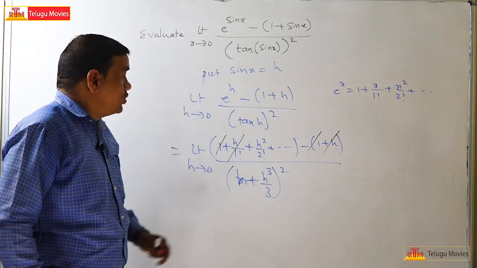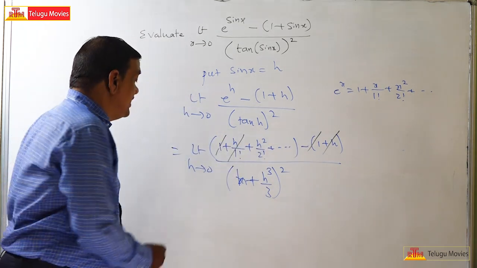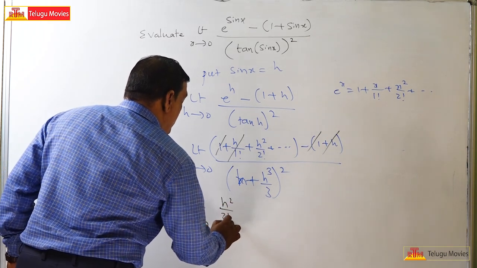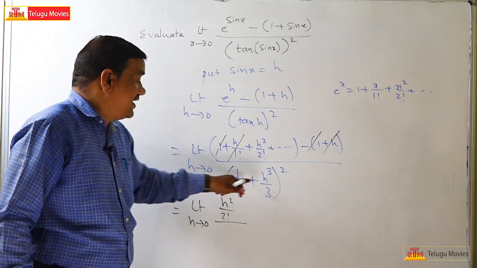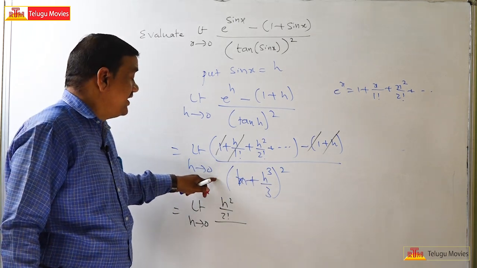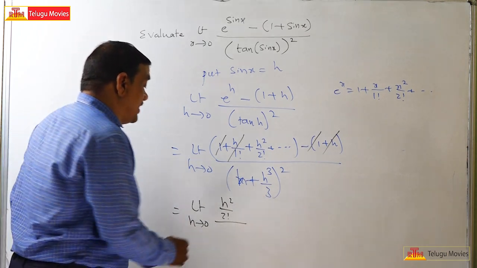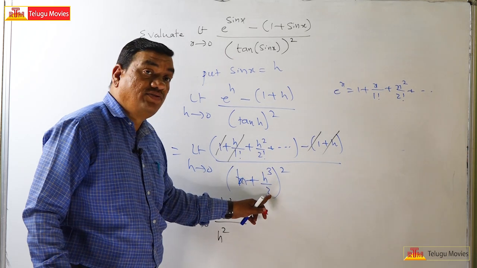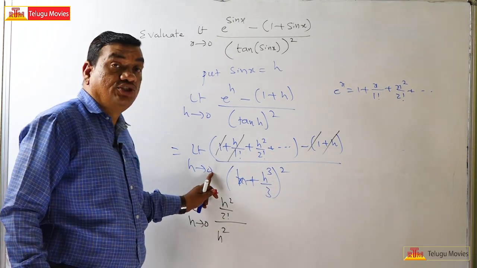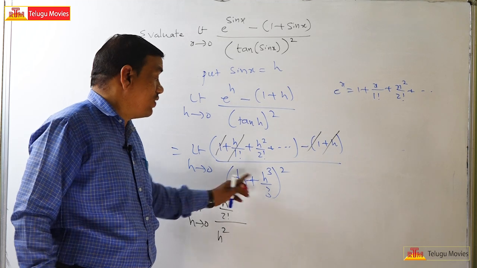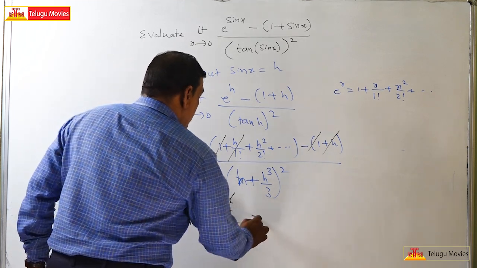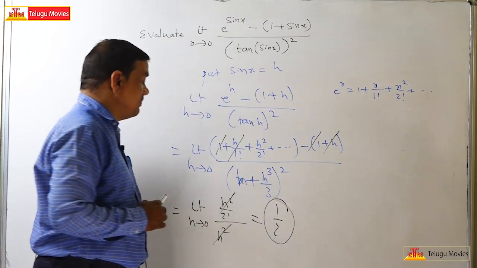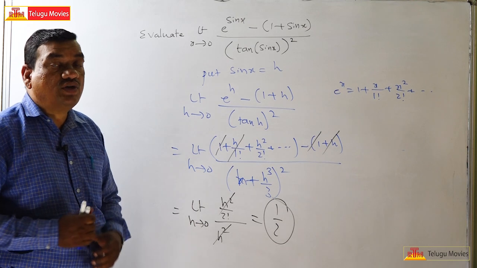So after cancellation, what we will get is limit h tends to 0, h square by 2 factorial in the numerator. In the denominator we can take h common outside, so h square you will get, times 1 plus h square by 3. As h tends to 0, h square by 3 is 0, so 1 plus 0. So h square cancels. 1 by 2 factorial means 1 by 2. So 1 by 2 is the final answer.